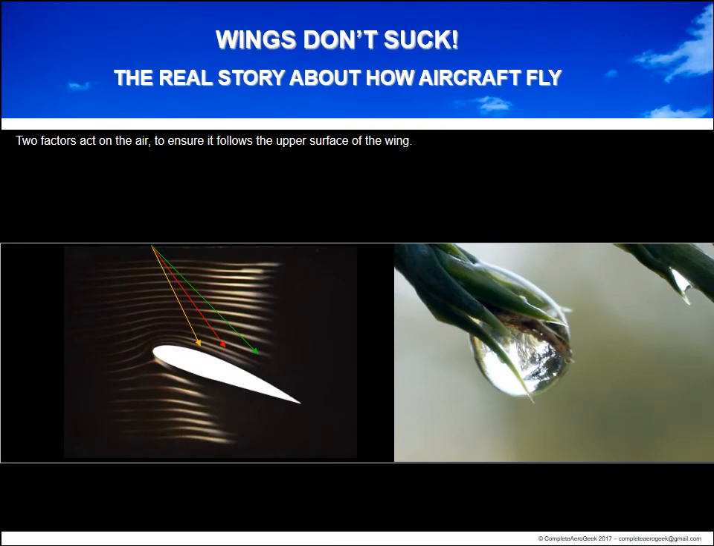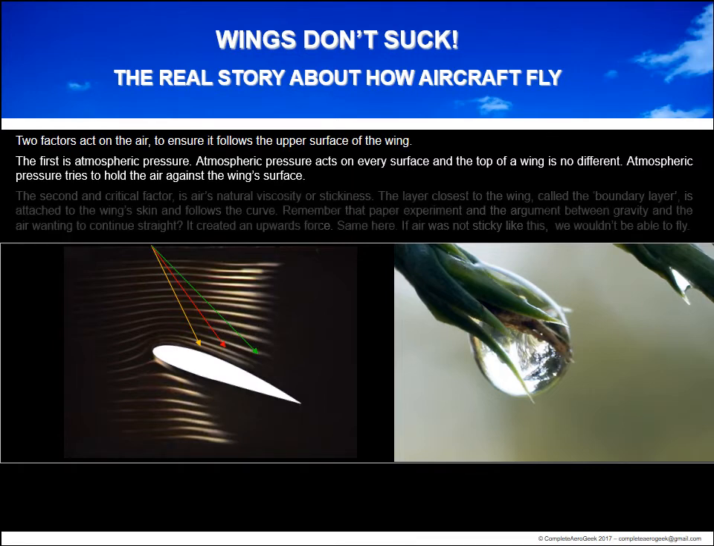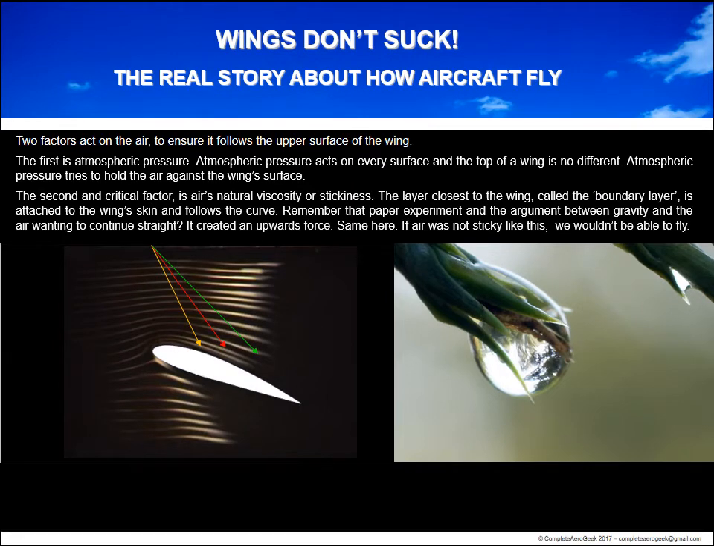Two factors act on the air, to ensure it follows the upper surface of the wing. The first is atmospheric pressure. Atmospheric pressure acts on every surface, and the top of a wing is no different. Atmospheric pressure tries to hold the air against the wing's surface. The second and critical factor is air's natural viscosity or stickiness. The layer closest to the wing, called the boundary layer, is attached to the wing's skin and follows the curve.